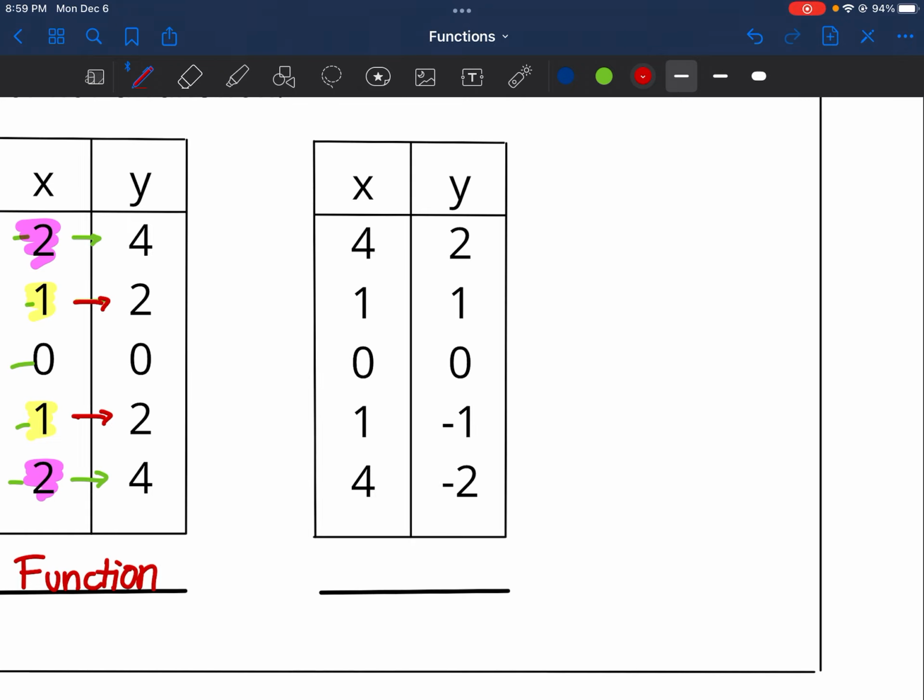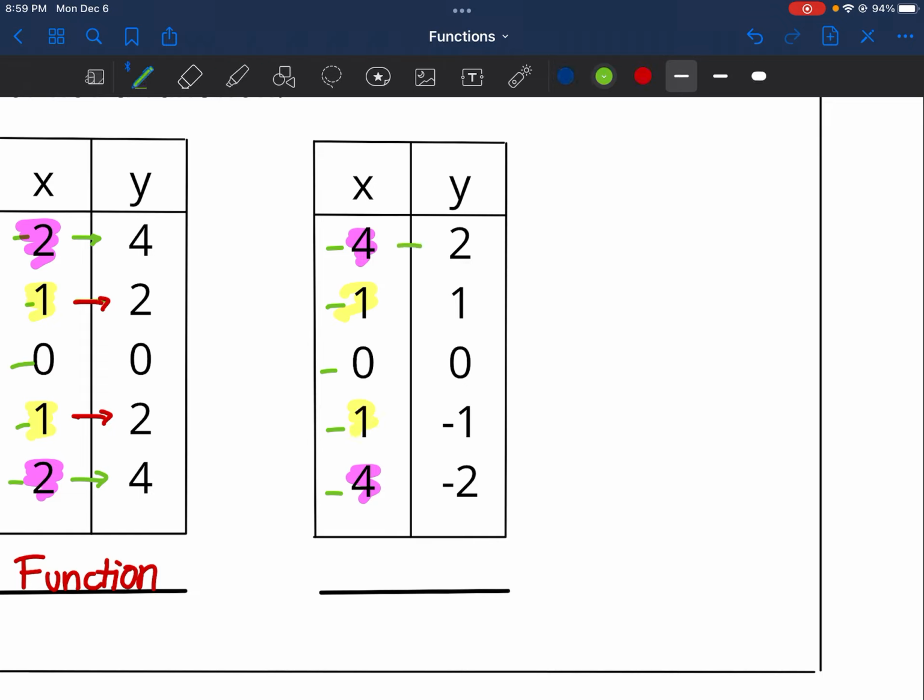Let's go to our last example. So right here I have a 4, a 1, a 0. Oh, I have a 1 again and a 4 again. So I'm going to highlight the ones that are repeated. I have a 4 right here, I have a 4 right here, I have a 1, and I have a 1.